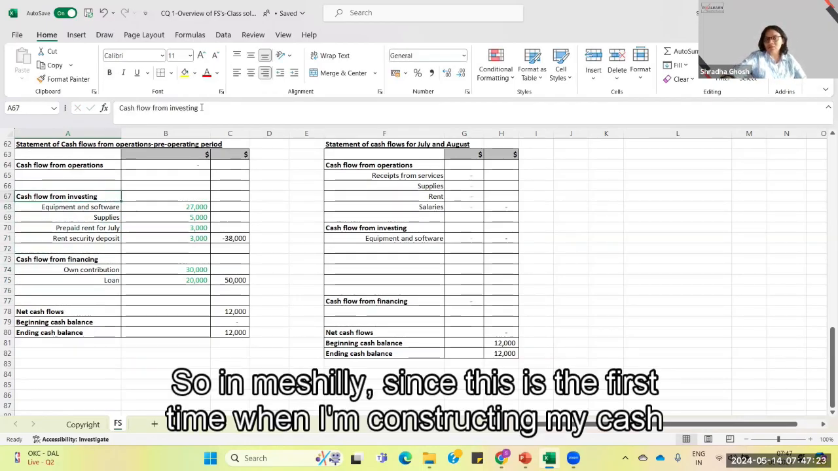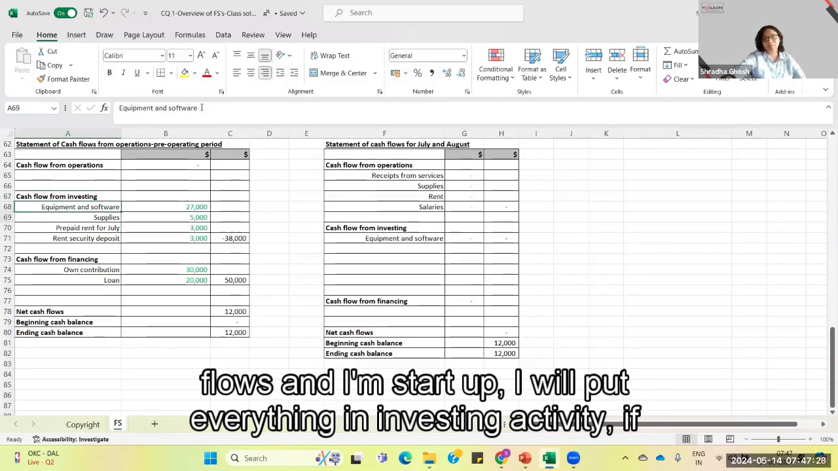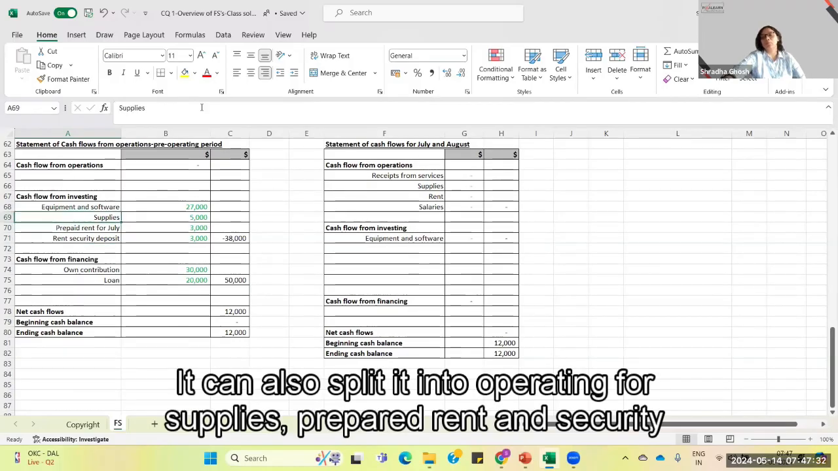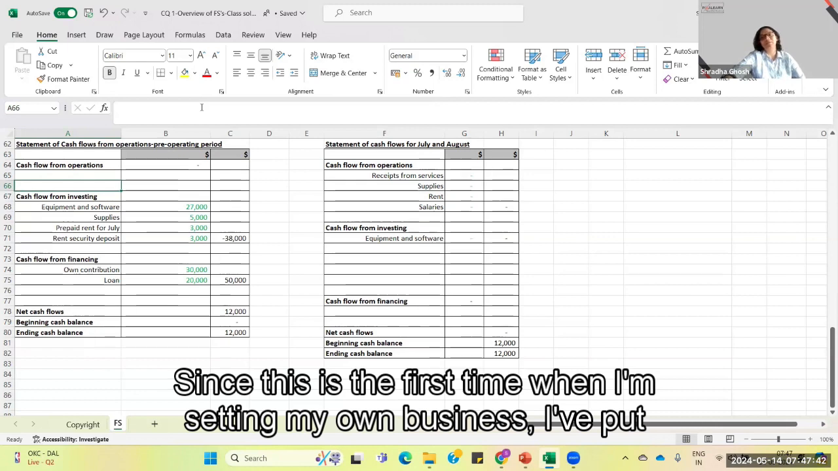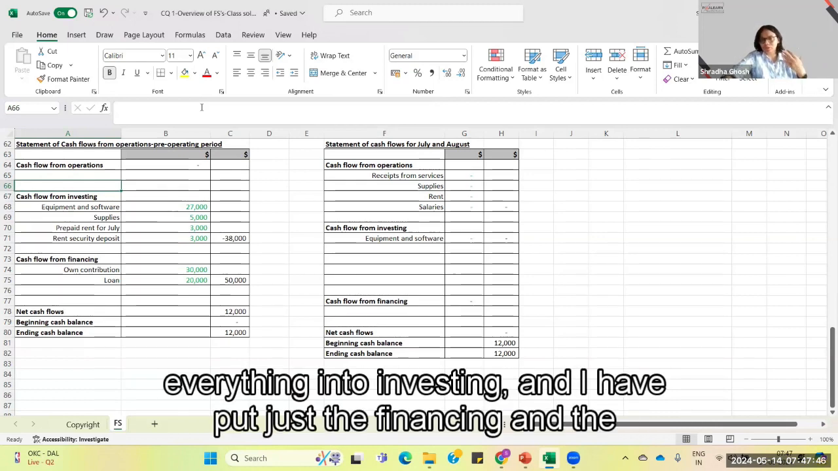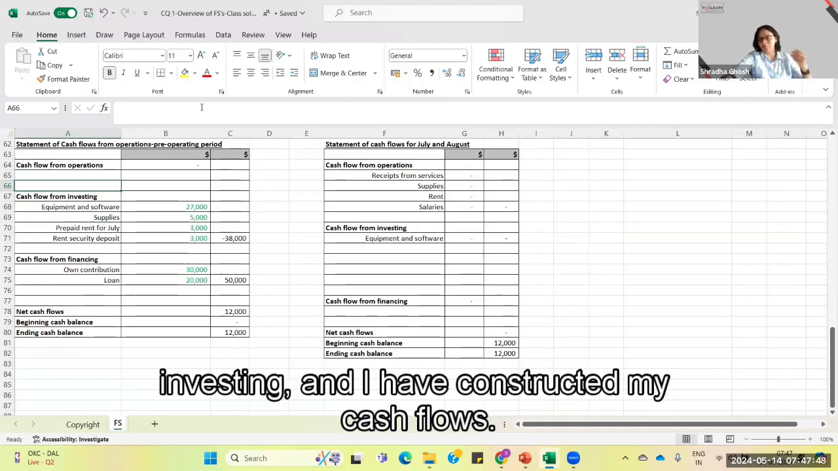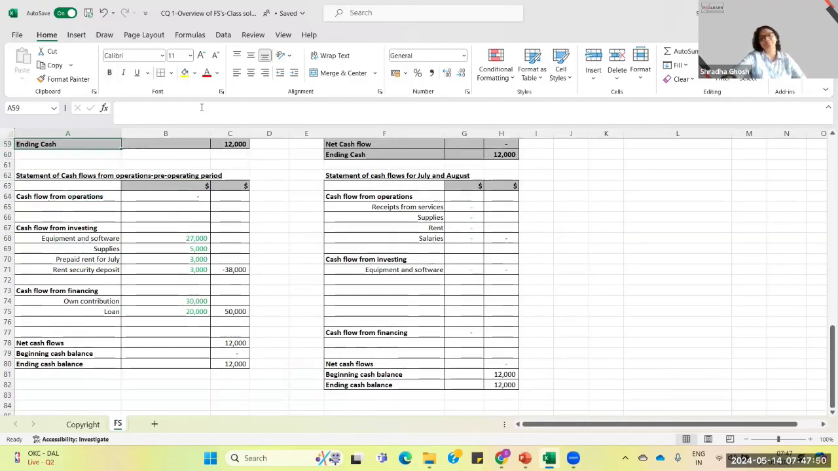So initially, since this is the first time I'm constructing my cash flows and I'm a startup, I would put everything in investing activity. If you want, you can also split it into operating for supplies, prepaid rent, and security deposit. This could also be operating cash outflows. But as a general rule, since this is the first time I'm setting up my own business, I have put everything into investing and financing, and I have constructed my cash flows.